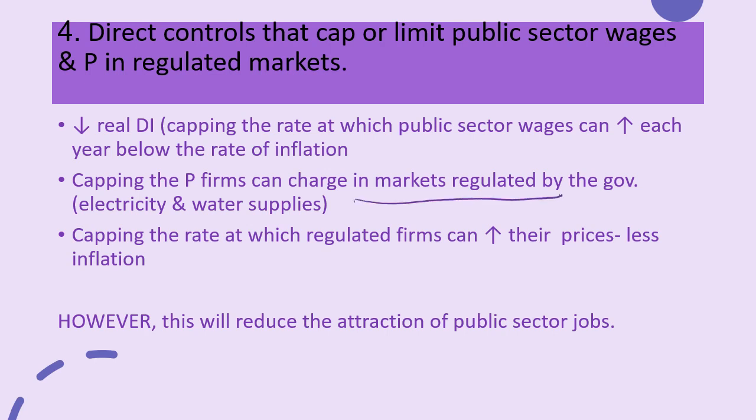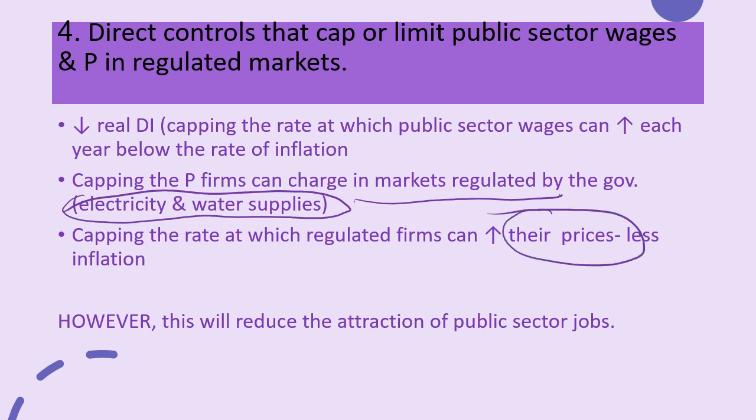Also, the price firms can charge on markets should be regulated by the government. So, for example, if we're talking about electricity and water supplies, the government at that point will be decreasing the prices of these bills. And finally, it is capping the rate at which regulated firms can increase their prices. They do not allow firms to increase their prices as much as they want. Why? Because they want to fight inflation.